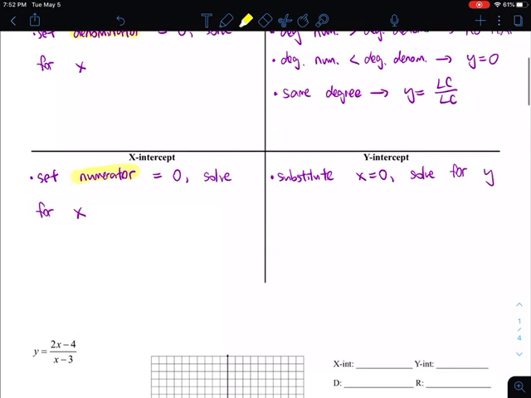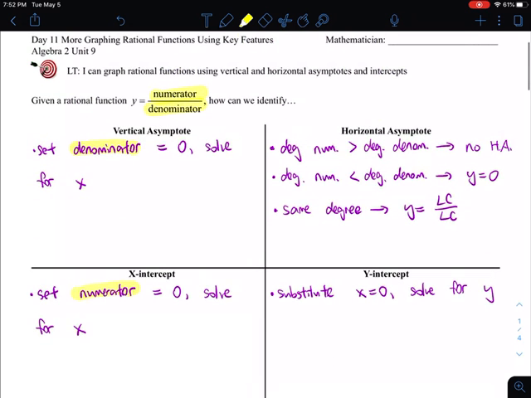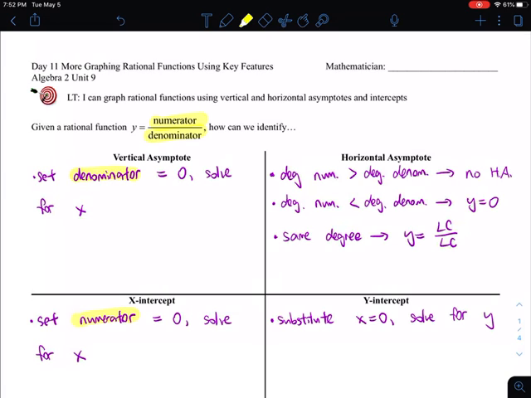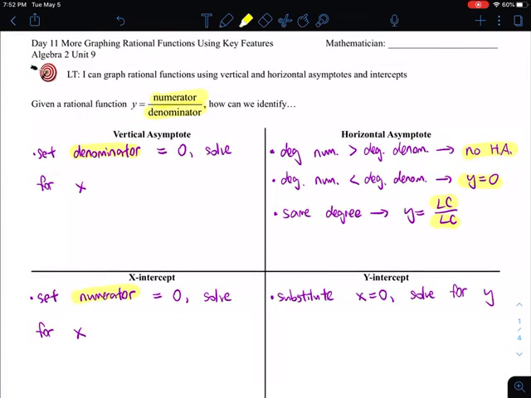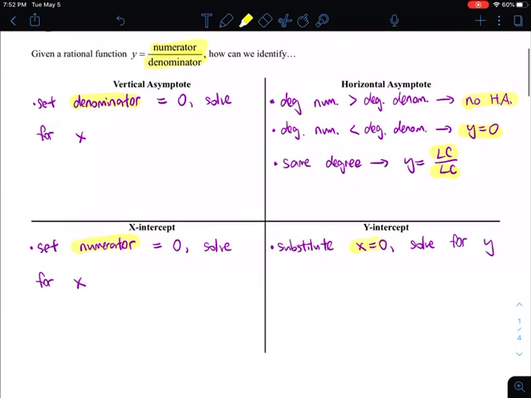And for the y-intercept, that's actually the same for all types of functions, not just rational functions. You substitute x equals 0 and then solve for the y value. And lastly, the horizontal asymptote, that's the trickiest one. We're going to compare the degrees. If the degree of the numerator is bigger than the denominator, then there's no horizontal asymptote. If it's vice versa, if the bottom is bigger, then it's y equals 0. And if the degrees are the same, then you look at the leading coefficients and divide them. Once again, we'll do more examples of that just to see how they work.